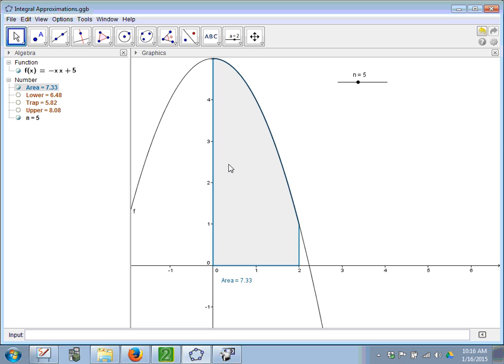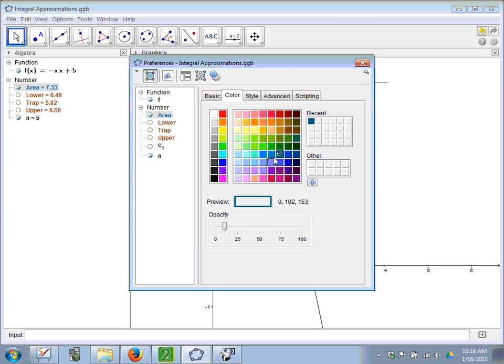Nope. Well, this area is supposed to be darker. It's a shade of blue than this area. Can you see that difference on the screen? Come on! Let me try it again. Darker. Darker? Black.